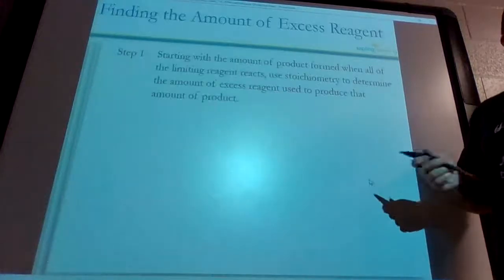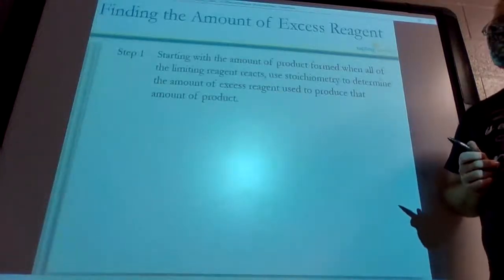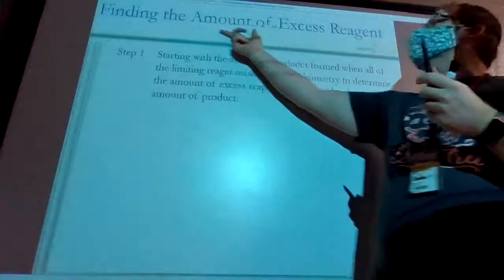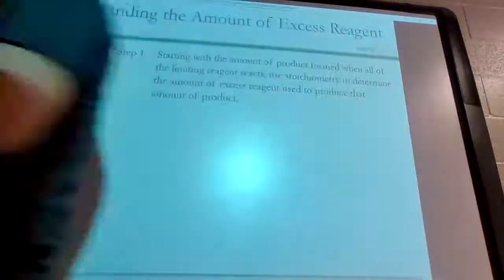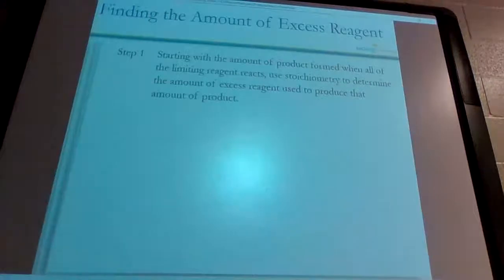Now, we get to the next problem, which is finding the amount of excess reagent. So we already know sulfur is my excess reagent. I have extra sulfur left over. I used all of my barium up. It's done. Now the question becomes, how much sulfur do I have left over? I know it's less than 10 grams. It can't be more than 10 grams because I've already used some of it. So there's going to be some amount less than 10 grams, but what's it going to be?